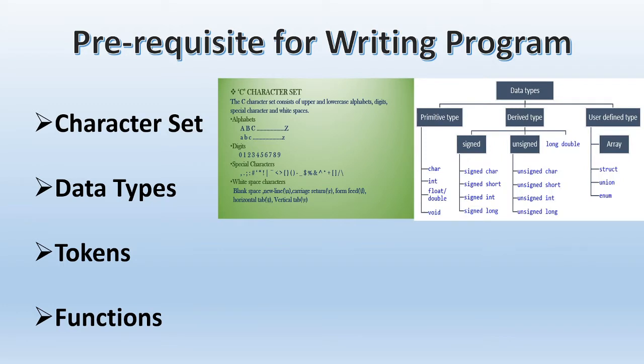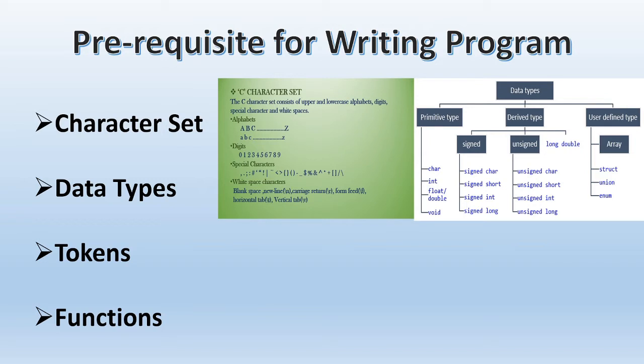Data types are basic building block of any programming language, and in C they are classified into three major types: primitive type, derived type, and user defined type. Primitive type includes character, integer, floating point, double, void. Derived type includes signed, unsigned, long, double. And under signed you have signed char, signed short, signed int, signed long. And under unsigned you have unsigned char, unsigned short, unsigned int, unsigned long. And then you have user defined data types, which include array, structure, union, and enumeration.